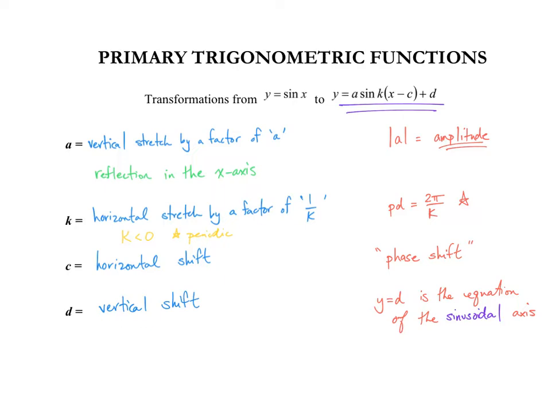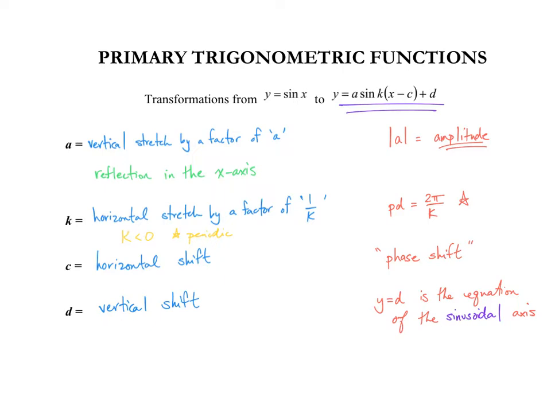And lastly, our d. Because our d value is a vertical shift, and because the middle of every sine or cos graph is 0 horizontally, whatever we shift it vertically, we're shifting the middle of the curve. And so y equals whatever that d value is, is the equation of the horizontal line that runs down the middle of your graph. That's referred to officially as the equation of the sinusoidal axis, but we often just refer to it as the equation of the axis. So there is a review of everything you had coming out of grade 11.